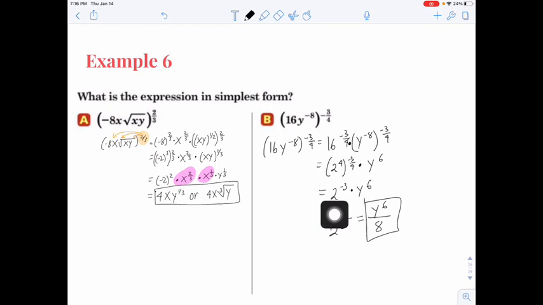In order for this to be simplest form, we can't have any negative exponents. In order to make this negative 3rd power a positive, we need to move it into the denominator. The y to the 6th is already positive, so it stays up top, and we'll have y to the 6th over 2 to the positive 3rd power. 2 to the 3rd is the same as 8, so our final answer is going to be y to the 6th divided by 8.